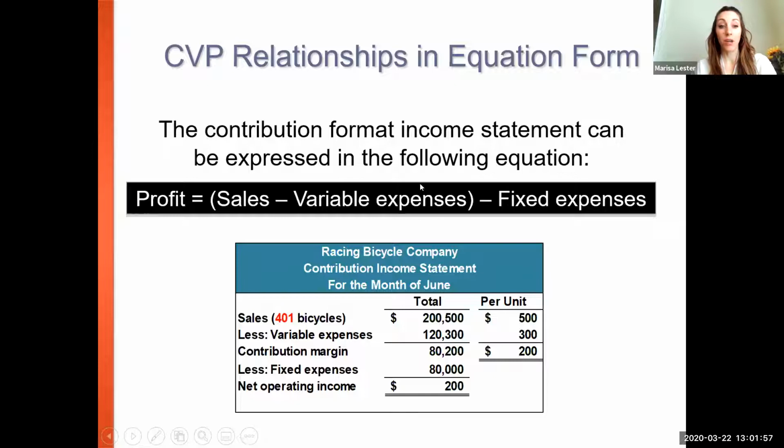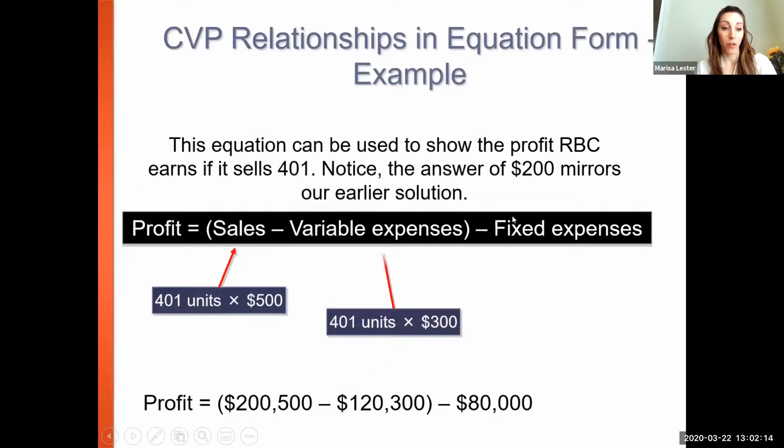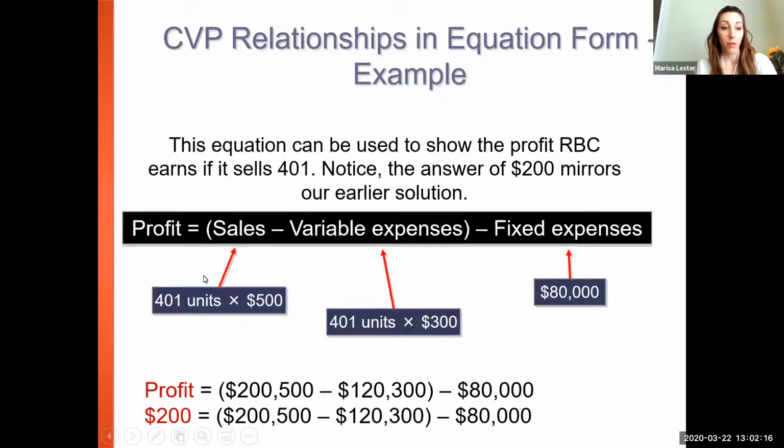I can look at this in terms of units. I can say, how do I get total sales? Sales price times quantity, minus, how do I get total variable expenses? Variable cost per unit times quantity, minus fixed expenses. If I break that down even further, right? So that's what I'm doing here. 401 units times sales price 500, 401 units times variable cost per unit 300. My fixed expenses don't change, and I never express those on a per unit basis. Do you know why?